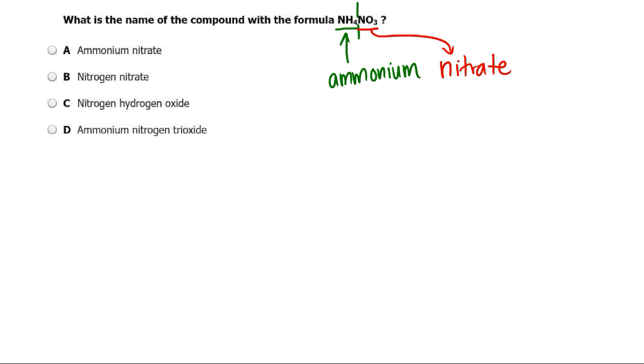This really just comes down to, if you remembered and practiced naming, there are no tricks here. This particular problem isn't asking you to determine the oxidation state of a transition metal or anything like that. It is simply ammonium nitrate. Nitrogen nitrate makes no sense. Nitrogen, hydrogen, oxygen is something that someone could pick up. They're just trying to name the elements in there. And ammonium nitrogen trioxide also would not be a good answer. So the best answer and the only answer is ammonium nitrate.